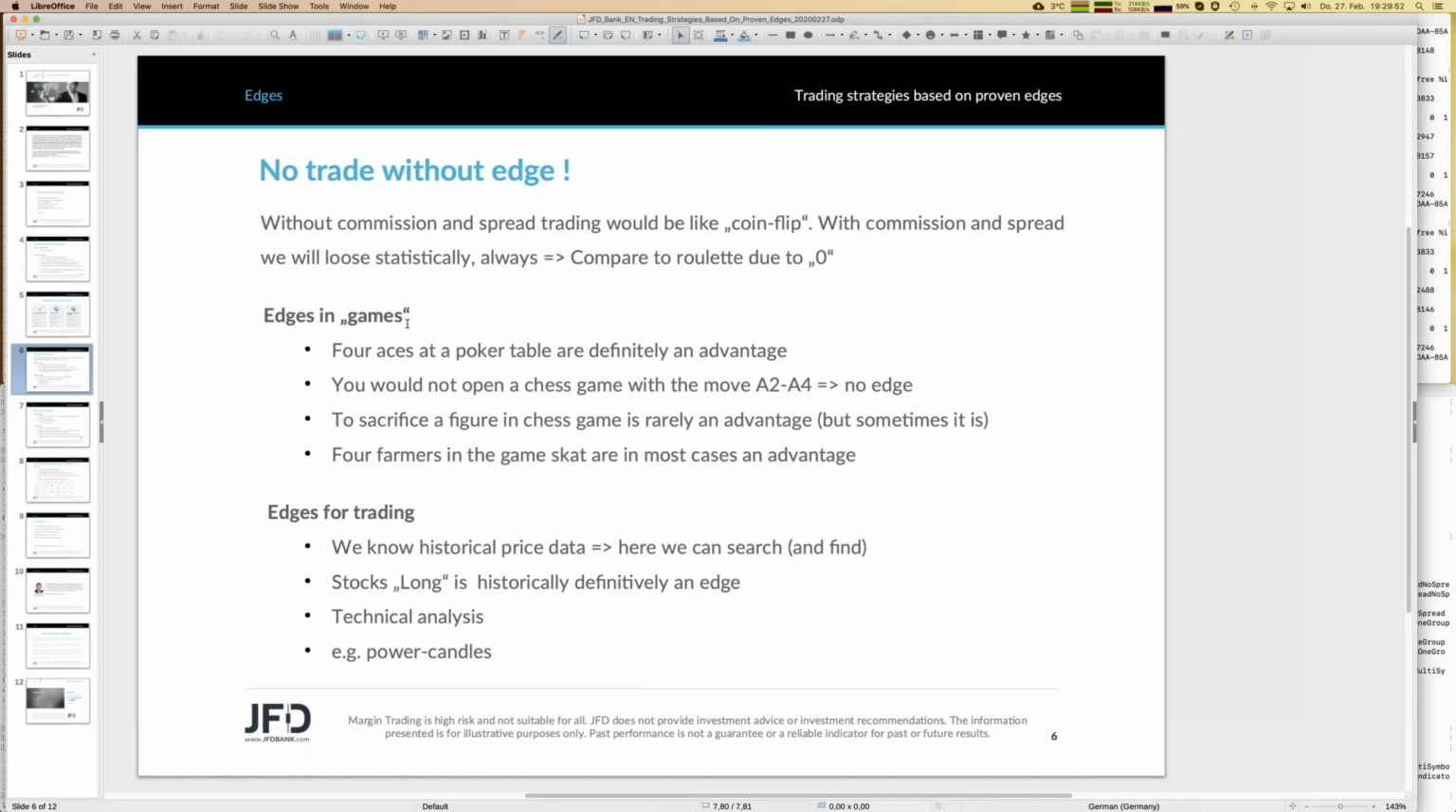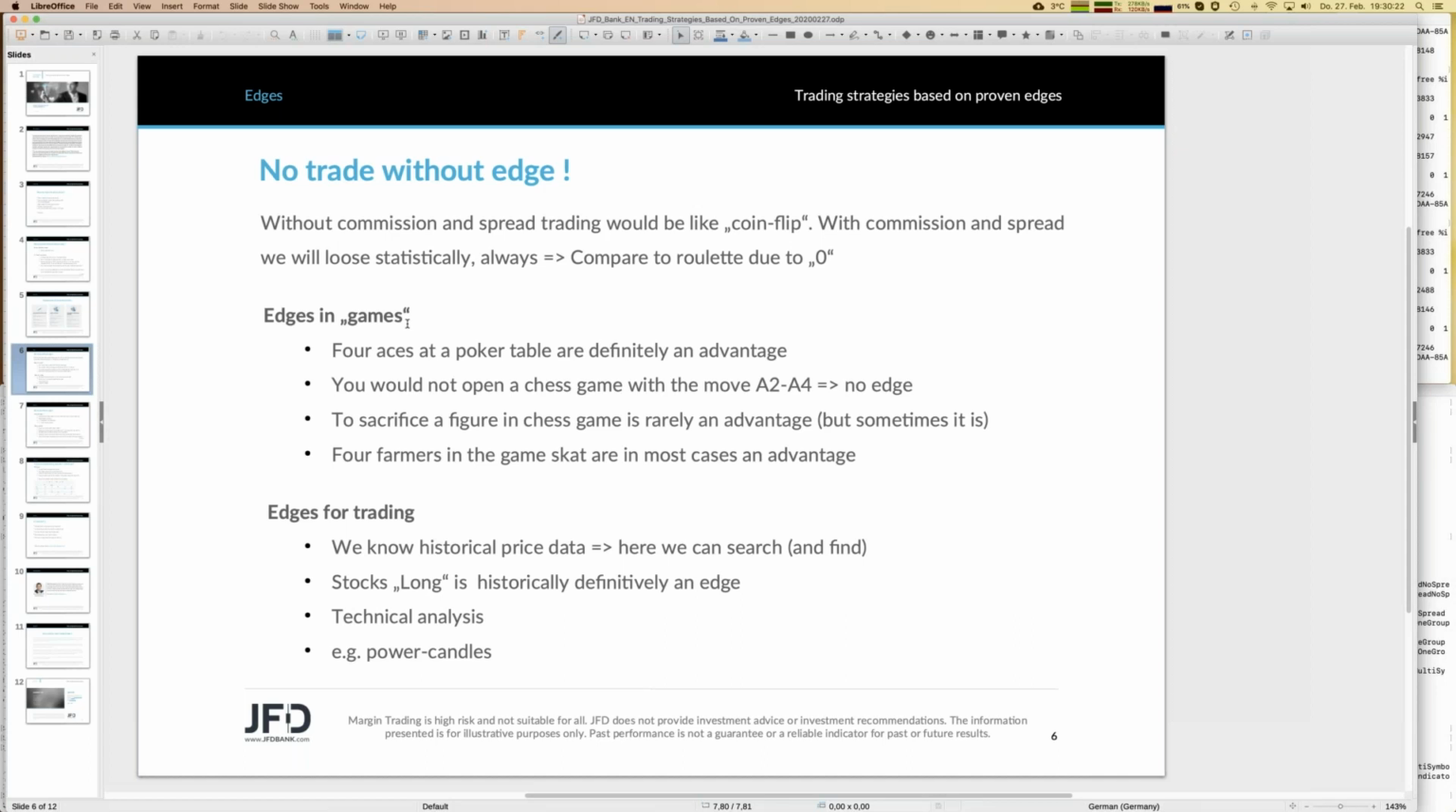And let's stick to chess games. In general, to sacrifice a figure is not a good idea. Normally, it gives you no advantage. Sometimes, indeed, it will, but in general, no. There's no advantage, no edge with sacrificing any figure.